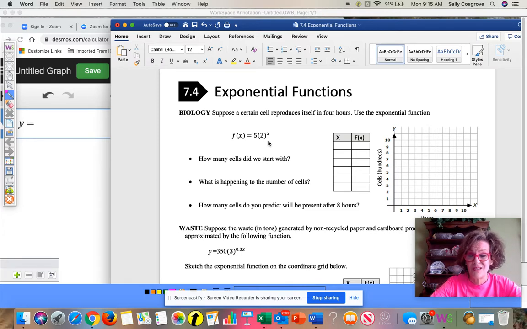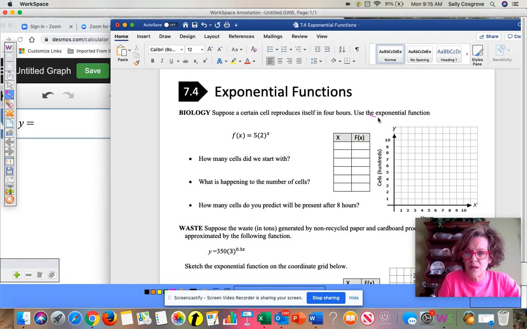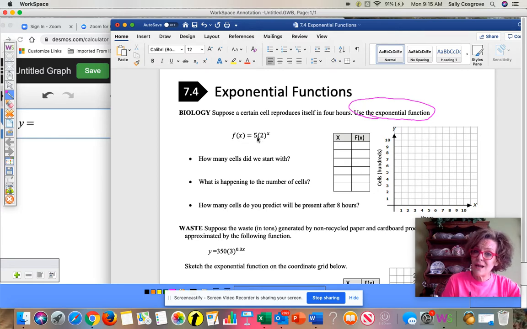In this example, we have biology, and it says, suppose a certain cell reproduces itself in 4 hours. I'm telling you it's an exponential function, so if you've got your highlighter, you might want to make a note here. And then here it is, f of x, which you know is just a fancy way to say y. f of x equals 5 times 2 to the x, where 2 is the base, and look who's the exponent right here. Not a number, not 2 like we saw with quadratic, but x. x is in the exponent spot.